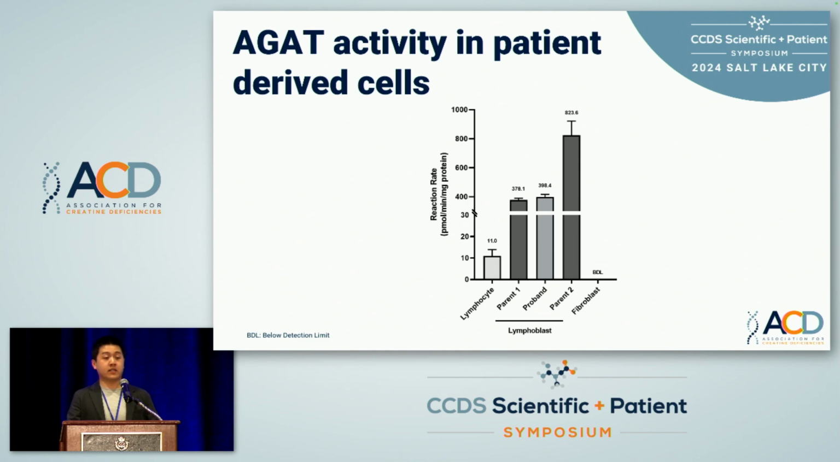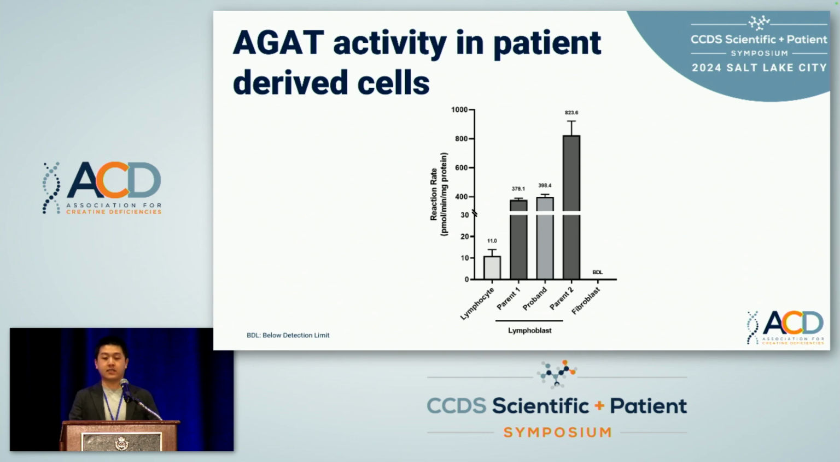Finally, we also looked at AGAT activity in various patient-derived cells. What we did here is we measured AGAT activity in lymphocytes, lymphoblasts, and fibroblasts. The reason why we chose these cells is that lymphocytes and lymphoblasts are derived from blood, and fibroblasts are derived from the skin. These two sources are most easily accessible, and therefore this makes it easier to do this assay for potential diagnostic purposes.